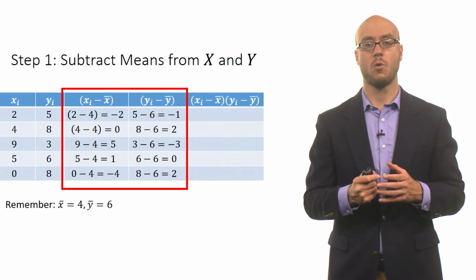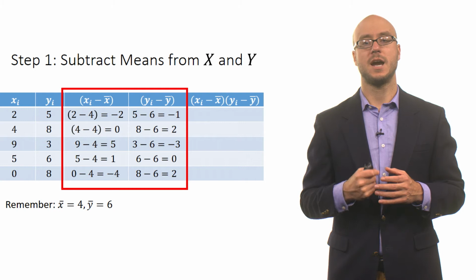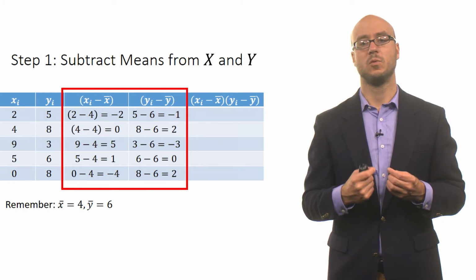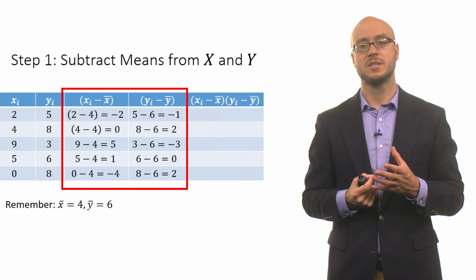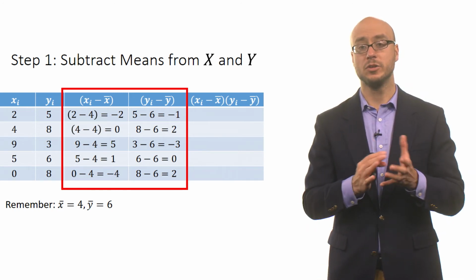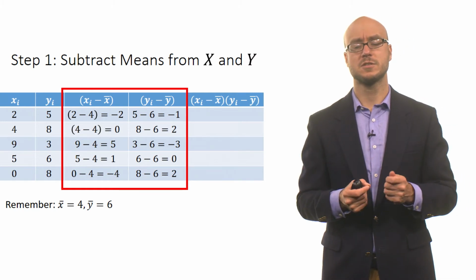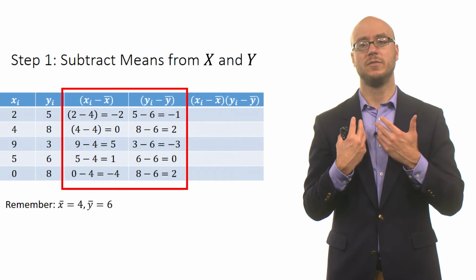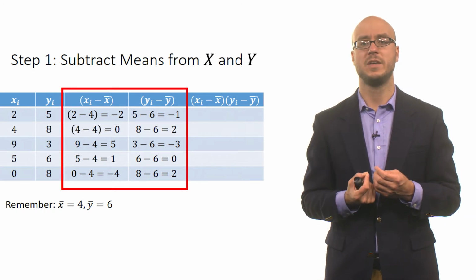So 2 minus 4 is negative 2. 4 minus 4 is 0. 9 minus 4 is 5. 5 minus 4 is 1. 0 minus 4 is negative 4. What that third column is telling us is whether each person's raw value of x is below or above average. So that first person has a raw value of 2 on the x variable, and the mean is 4. So that person is 2 units below the average.